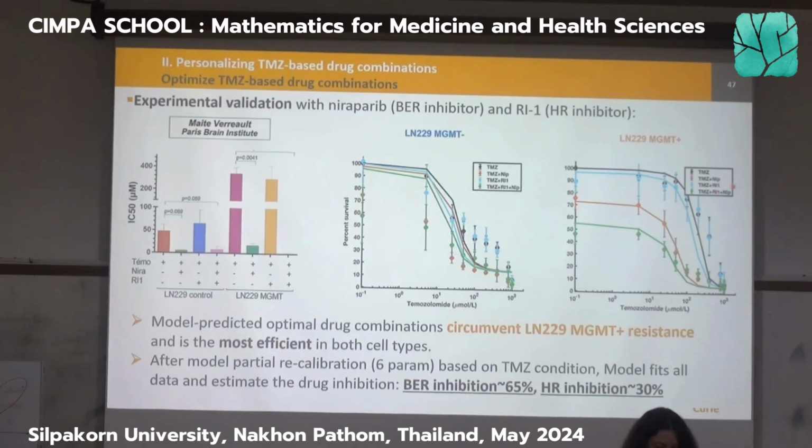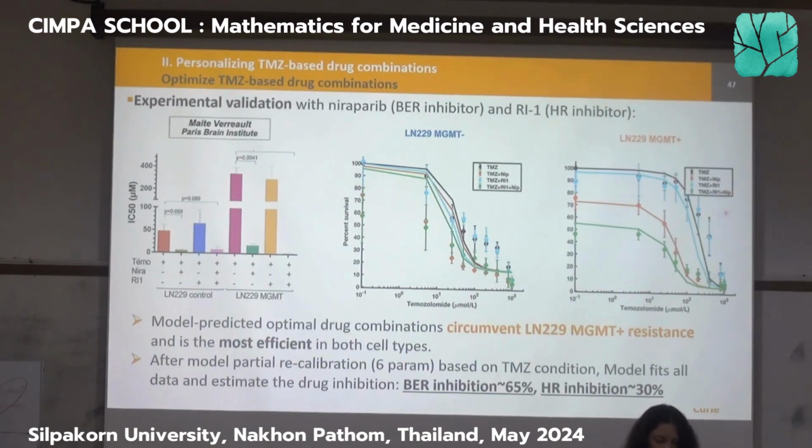Then you have temozolomide plus LE1, which is an HR inhibitor, so one of the inhibitors we want. Here, unfortunately, due to the dose we have used, the inhibition is not very good. And I'm sorry, there is a mistake. I will go through this again later. Okay, so RI1 is the HR inhibitor, and then niraparib is the BER inhibitor. This is actually a drug that is currently used in patients. So this is the orange curve, and you can see that already this has an effect on the survival curve. It kills more cells than just temozolomide alone.